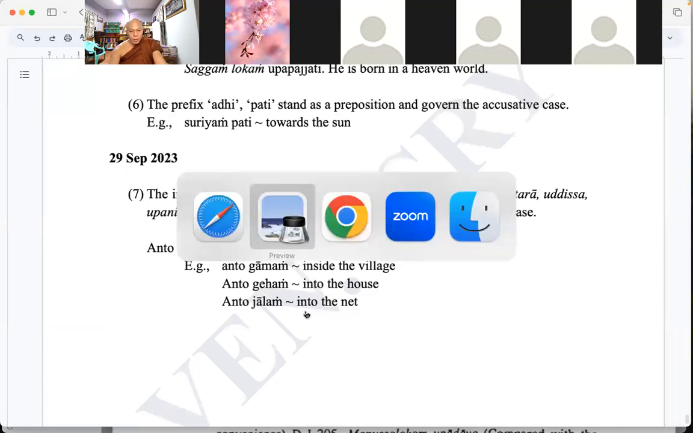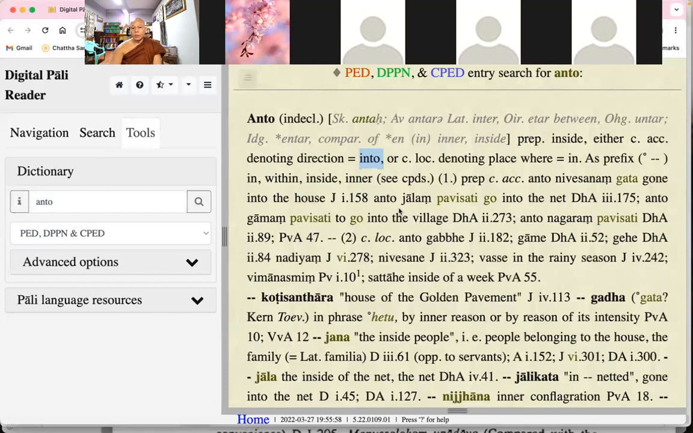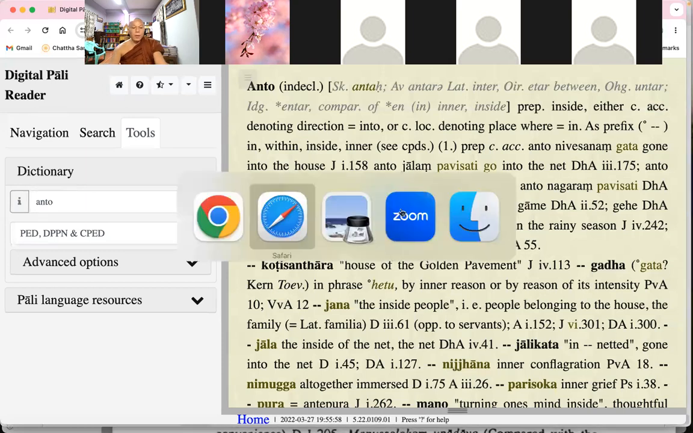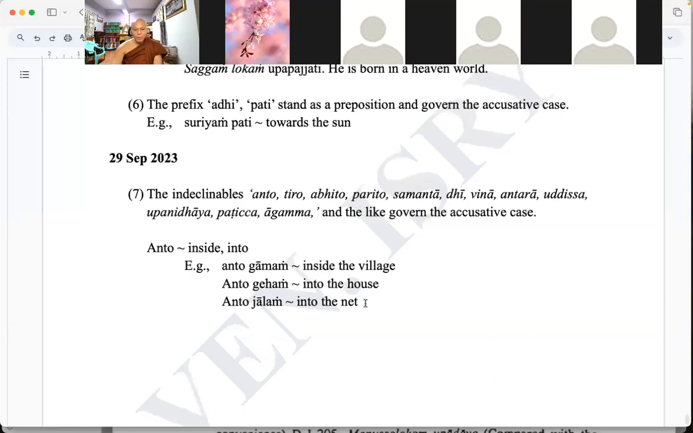But you see in the dictionary, it can also be seen with the locative case, like anto gehe or anto gāme. So such an indeclinable governs not only a single case but also others, like the accusative, instrumental, ablative, locative, like that. Now this anto is with the accusative case as well as the locative case, okay? So under the locative case also, such a one can be seen. Here you see? So that is here, to connect with that, maybe note.